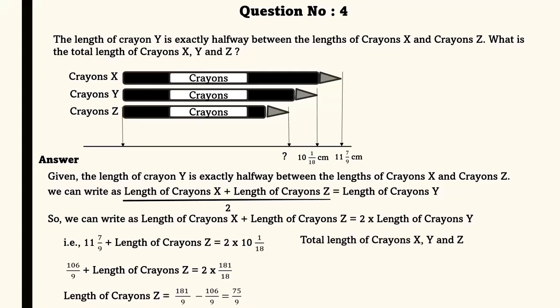As we got all the values now, we can finally find the total length of all these crayons. Finding, we will get 30 1 by 6 centimeter.